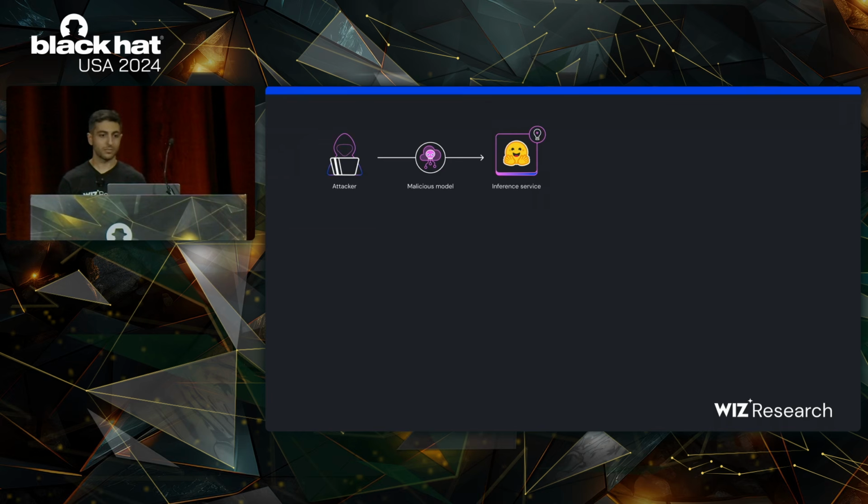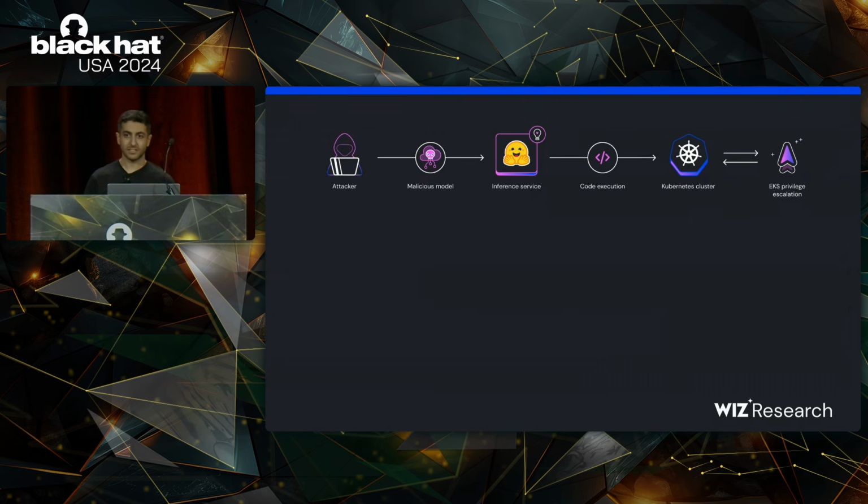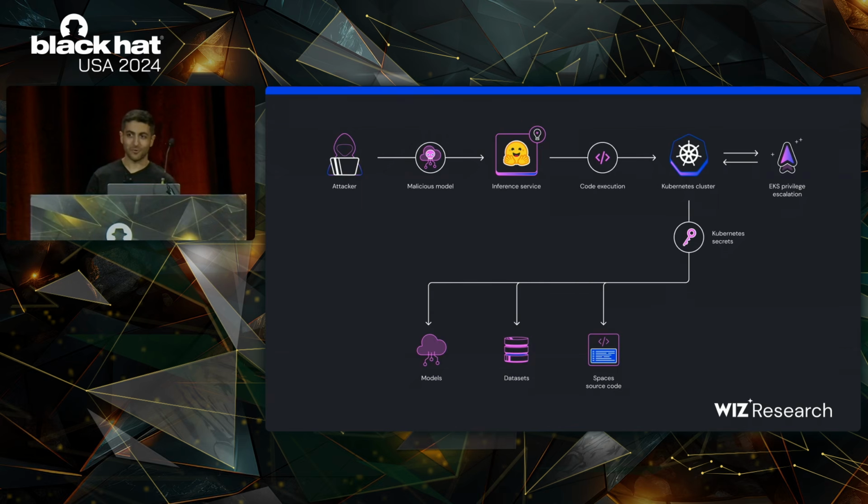Then we upload it to the Hugging Face inference service, which gave us remote code execution within their Kubernetes cluster. Then we use the IMDS trick that I just described in order to elevate our Kubernetes privileges, which gave us access to the Kubernetes secret store. And using the secrets that we found within the Kubernetes cluster, we were actually able to get access to all of the models, datasets, and source code that is hosted on the platform.